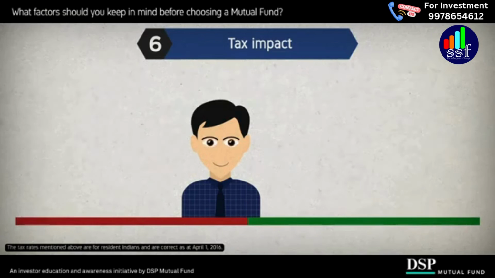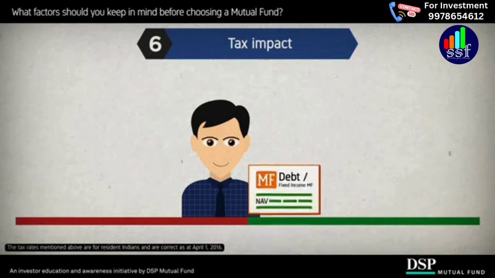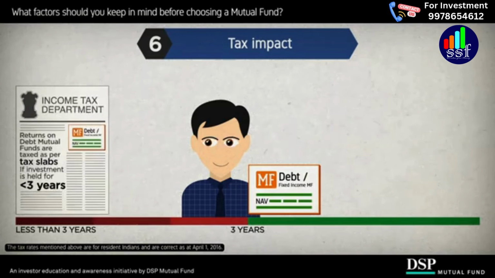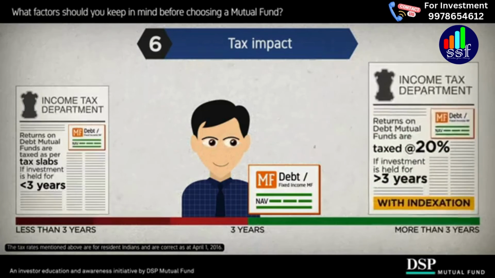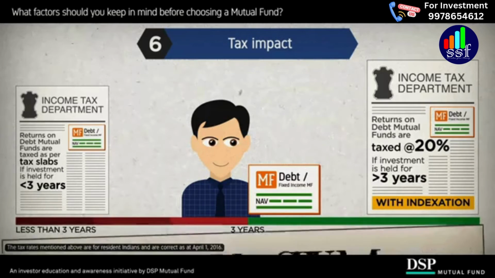In case of non-equity-oriented mutual funds, such as debt funds, the profits you make on investments held for less than 3 years attract taxes based on the income tax slab relevant to you. On the other hand, if you hold your investment for over 3 years, your profits will attract a tax rate of 20% with indexation. But what is indexation, you might ask?